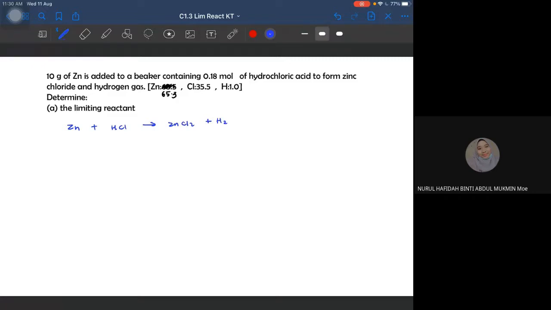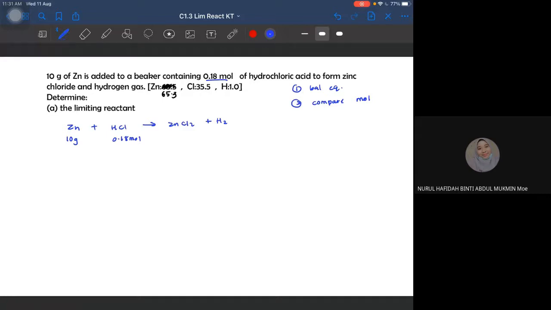Okay, so information yang kamu ada daripada soalan, you have zinc 10 gram, HCl 0.18 mol. Okay, so macam mana kita nak compare? Buat first thing first tadi Miss cakap, kita mesti balance equation. Okay, next step mesti compare mol. Untuk zinc belum lagi dapat mol kan? So apa yang kamu kena buat? Kamu kena tukar jadi gram ni pergi mol dulu.